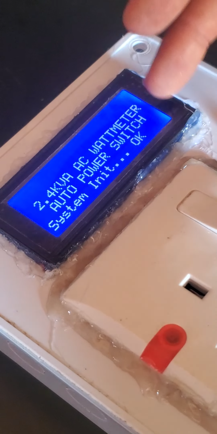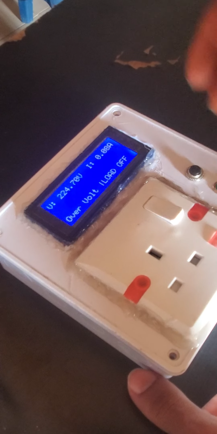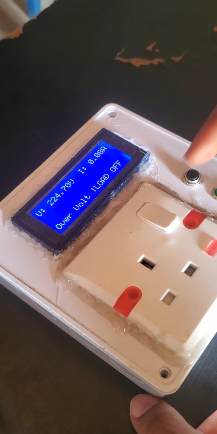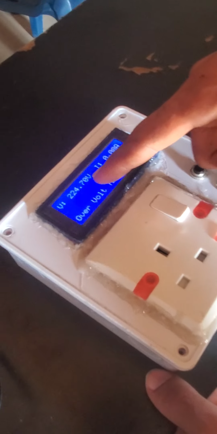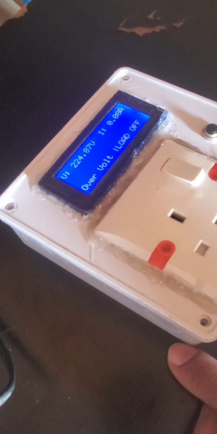Once it's done initializing, it's ready for use. So it's done. It's ready for use. Now it's stating the voltage is 224.70 volts and the current is 0.08 amp. Now we need to set the threshold for over voltage and under voltage, as well as over current.